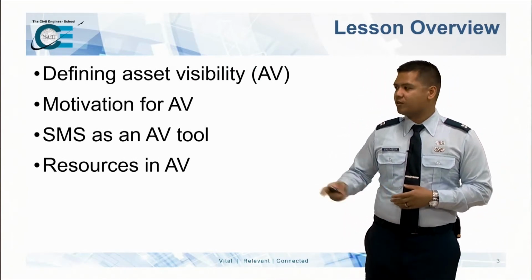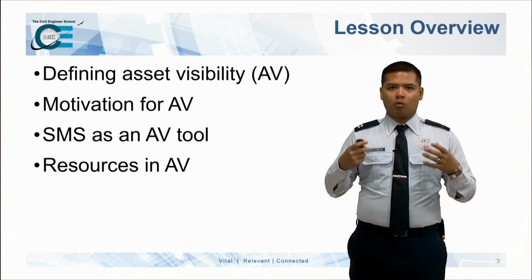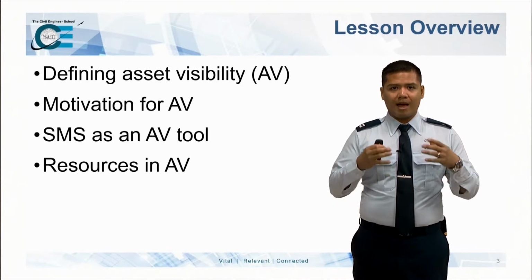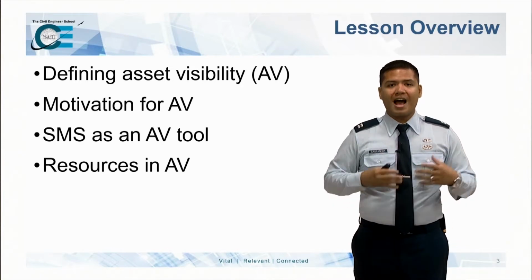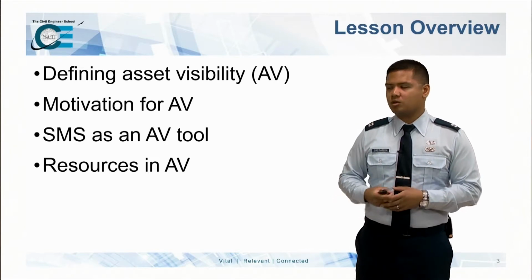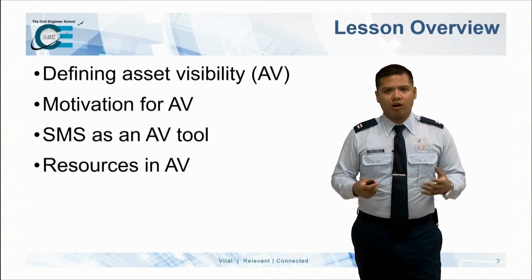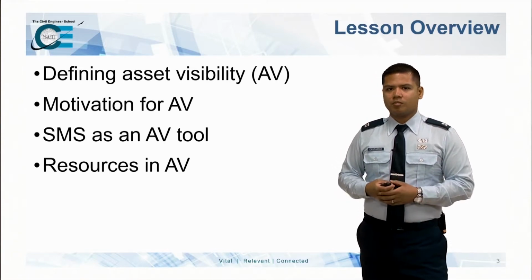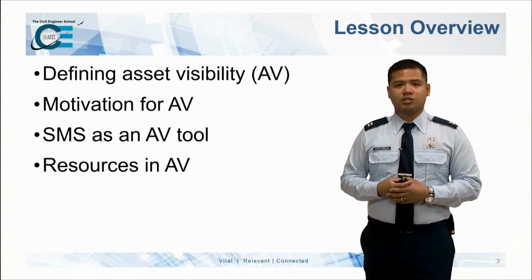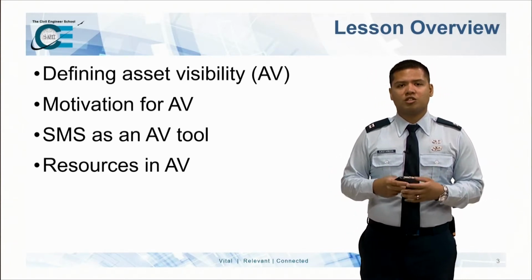And here's our roadmap for this lesson. We're first going to define asset visibility. What does it mean to us? And what does Merriam-Webster say it is? What is visibility, particularly for assets? And how should we think about it in the Air Force? The motivation for asset visibility. Why should we care about asset visibility? And then we're going to talk about sustainment management systems as an asset visibility tool. And then we're going to end with some resources that you can go to if you want to know more about asset visibility.